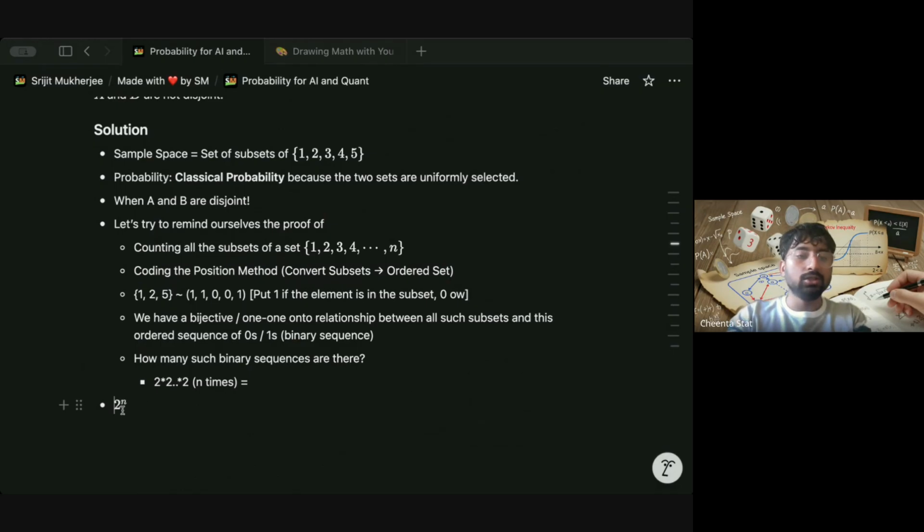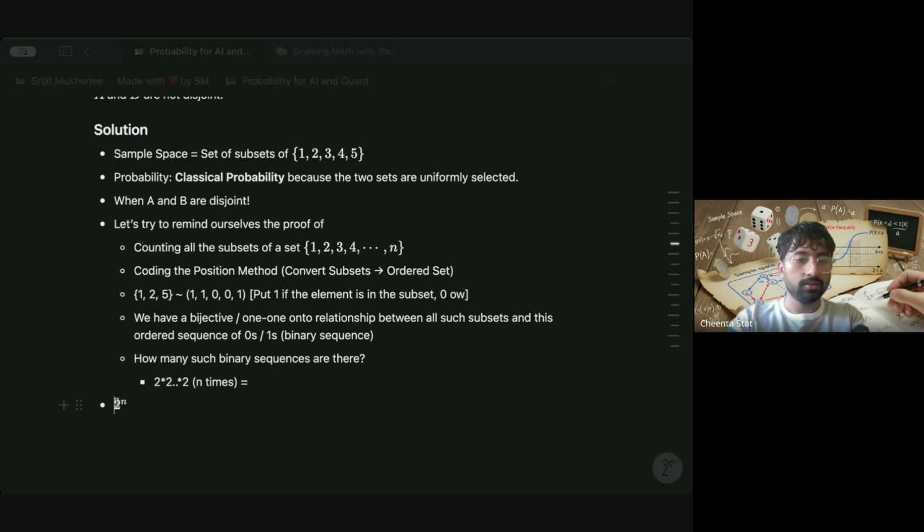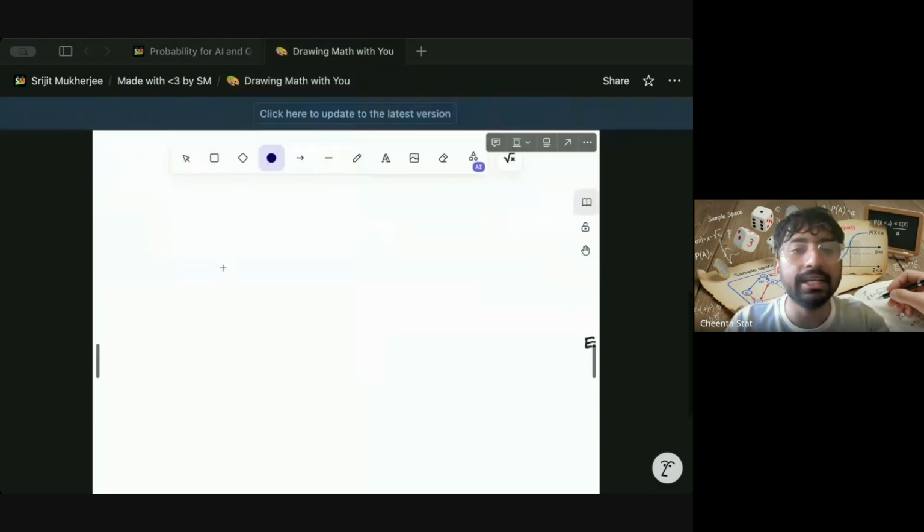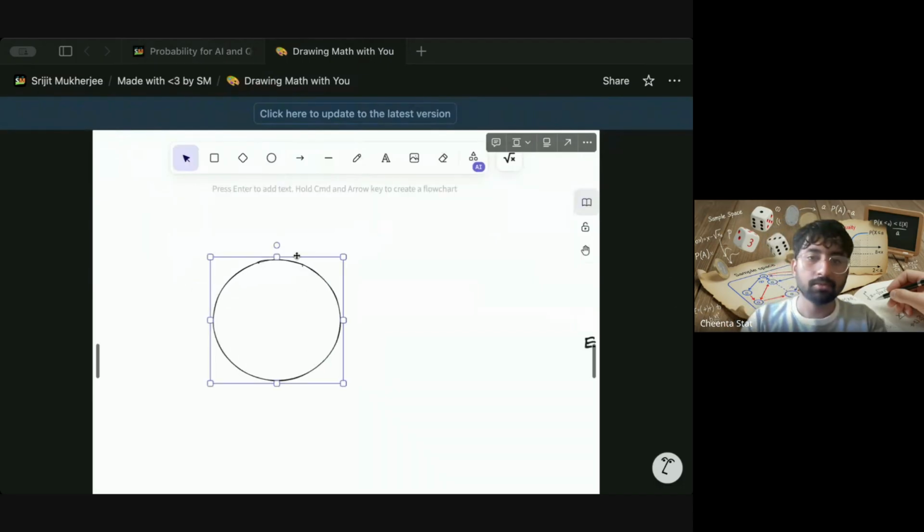So for this subset, we'll draw it first. The thing is that we don't understand this, but if we draw it, it will be something like this. So this is the entire set. This is the entire sample space.